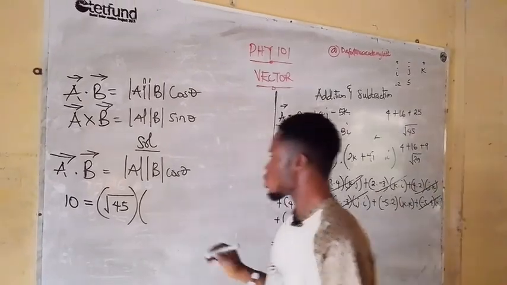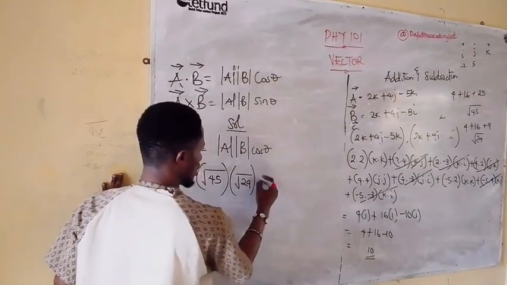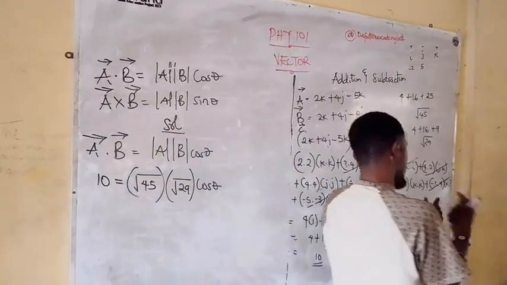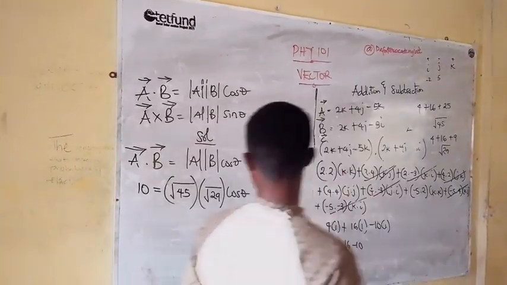Gives me what? Root 29. So I have root 29, cos what? Theta. Please, if you don't know how I got this, just skip the video to the back. You will see how I got the modulus. How do I get the modulus? Start from the top.